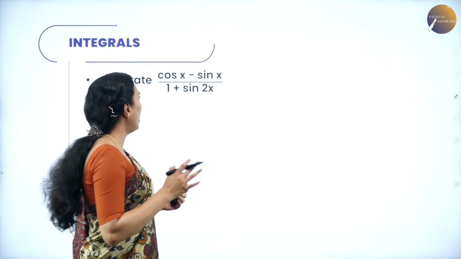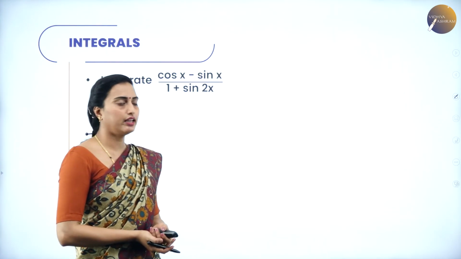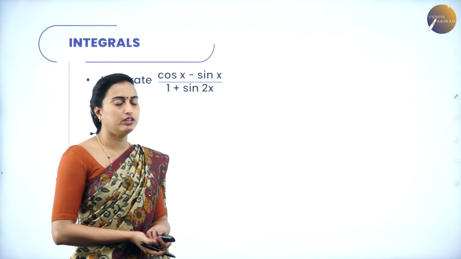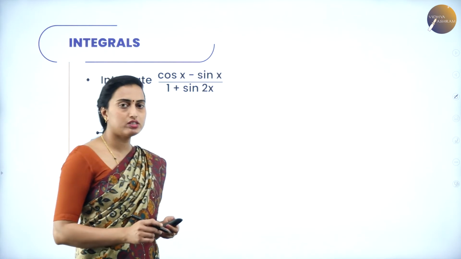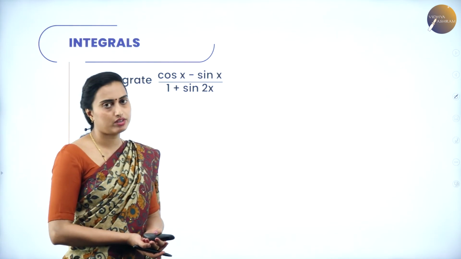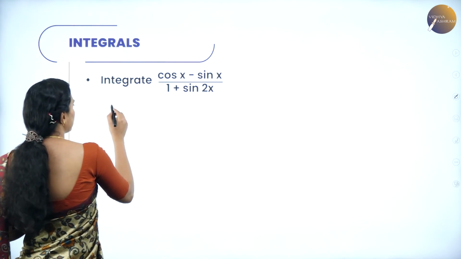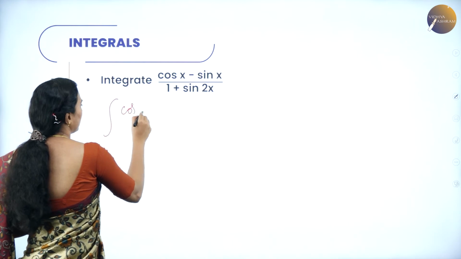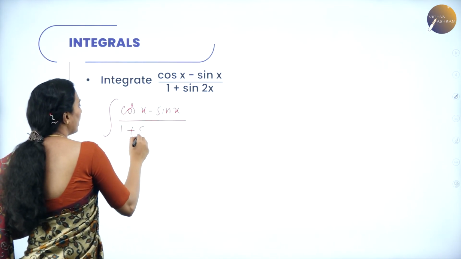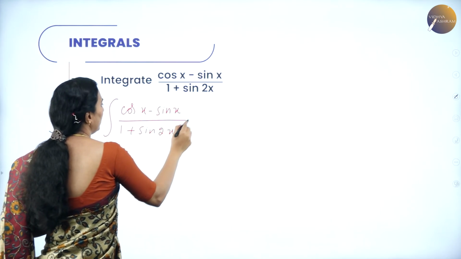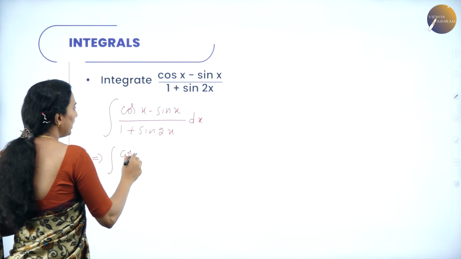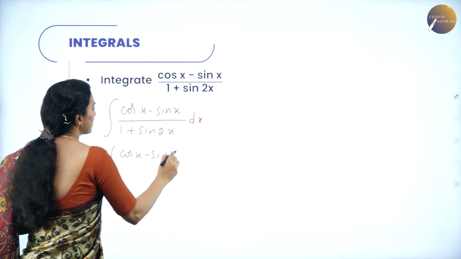Okay, dear students, they have asked to integrate (cos x minus sin x) divided by (1 plus sin 2x). Writing accordingly the numerator as it is, cos x minus sin x. First let us write this symbolically: 1 plus sin 2x into dx. Now this will become the integral of the numerator, as it is I am going to write it.